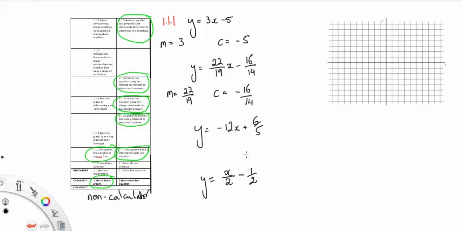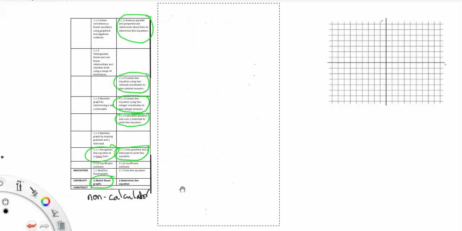Did you pause the video? I hope so. That gradient there is -12, and that y-intercept is positive, so we just write 6 on 5. This won't come up, but I'll put it here anyway. You've got x over 2, so it's half of x, so we'd write m equals 1/2, and the y-intercept here, or the c value, is -1/2. Okay, that's 1.1.1. Let's keep working our way up.